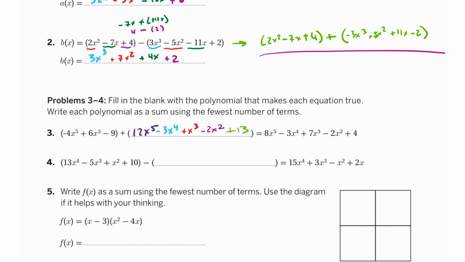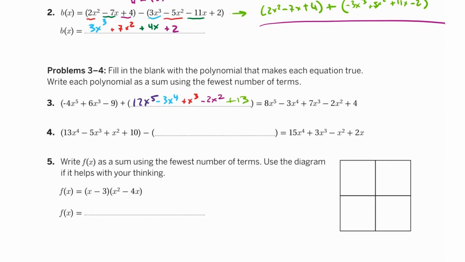Doesn't exactly work for number 4 because in this one here it's subtraction. So if I moved everything over, then all the signs would be messed up here. So I'm just going to take them one by one here. If I'm going from 13x to the power 4 to 15x to the power 4, I'm saying 13 minus what would equal 15. And so that needs to be a negative 2x to the power of 4 to start us off.